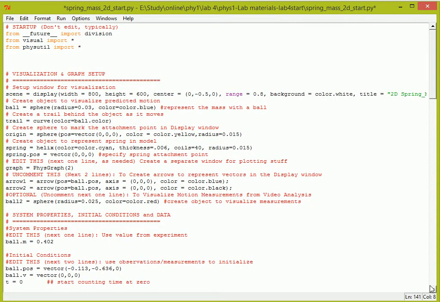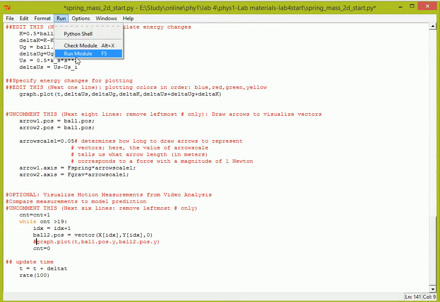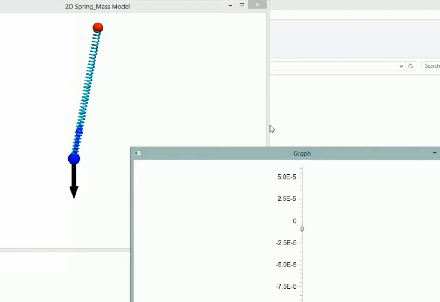So let's go back to the program to replace this graph with the energy graphs. First, we're going to need to edit these lines and make them full graphs. We're going to edit this line to show this graph and edit this line to hide this graph, and run the program and see what happens this time.